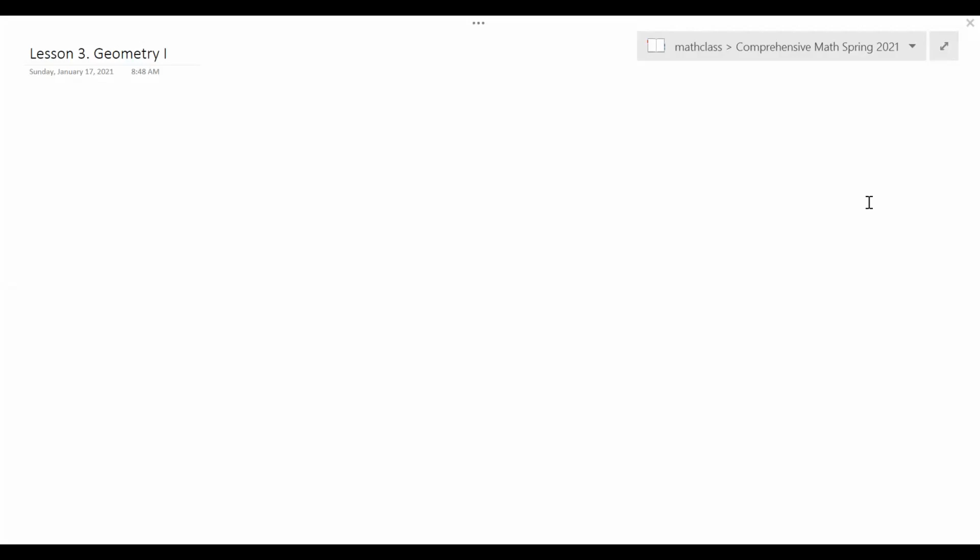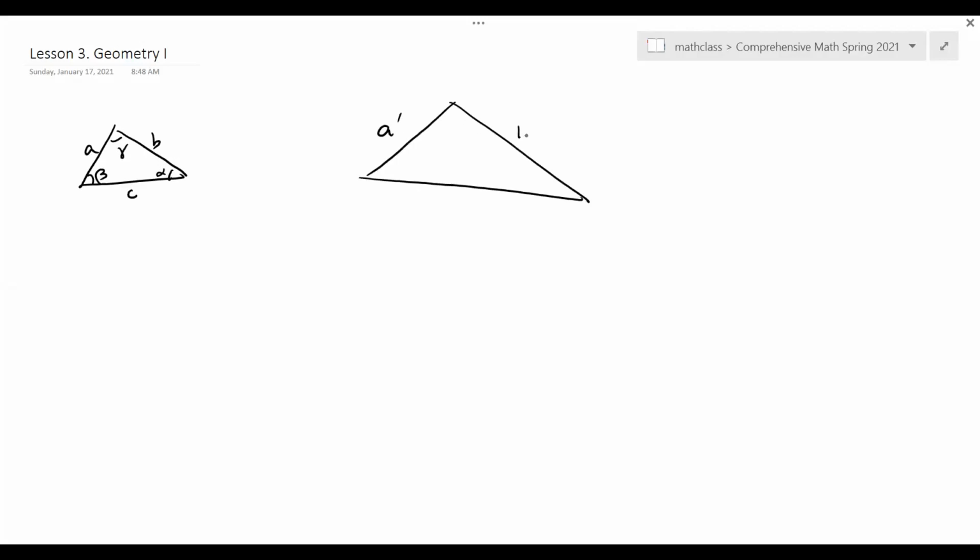Okay, two triangles. There are three sides A, B, and C, and these are the angles alpha, beta, and gamma. And I have another triangle with sides A prime, B prime, C prime, and angles alpha prime, beta prime, and gamma prime. We say that these two triangles are similar. Similar means, you know, they look similar, right?